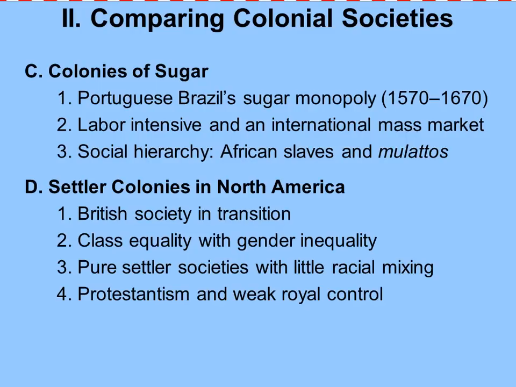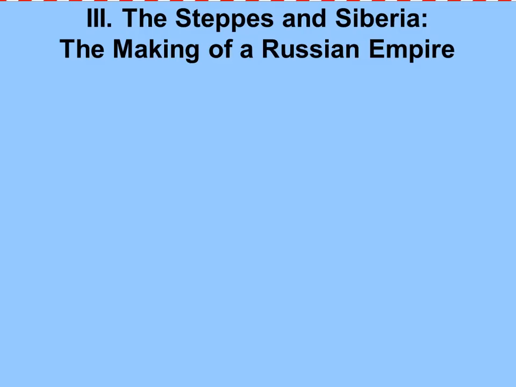So, for the bulk of this chapter, then, Strayer is focusing on Europeans in America as a new feature in world history. But there's another new empire, and that is in Russia.